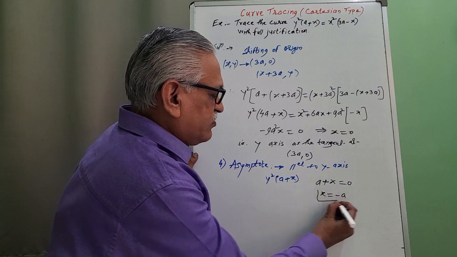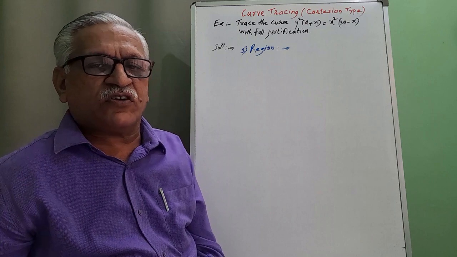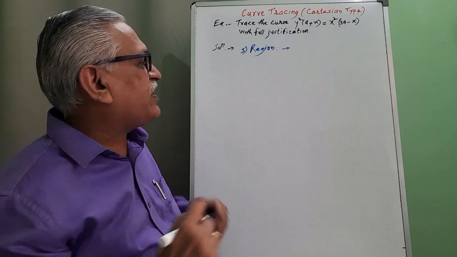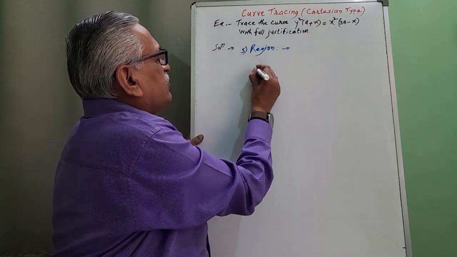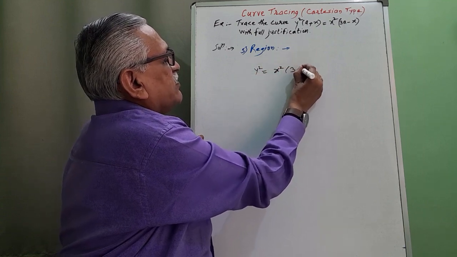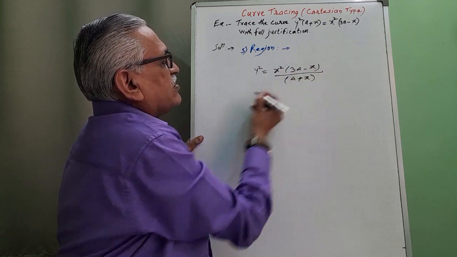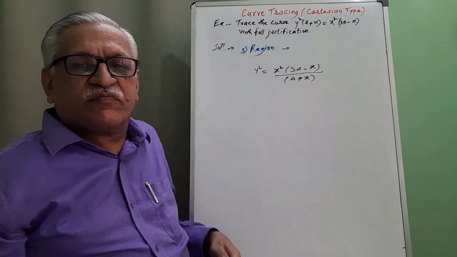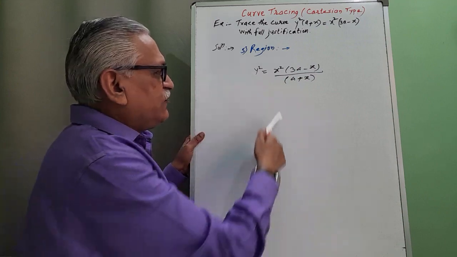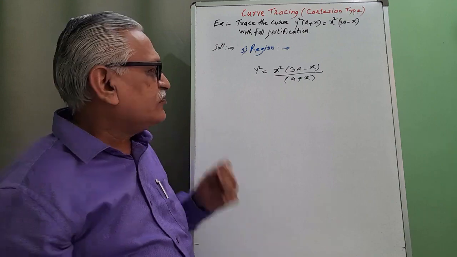Therefore here x is equal to minus a is the asymptote, and now the region where the curve exists or where the curve does not exist. As the curve is symmetrical to x-axis, we have to solve the equation for y, and solving this equation for y, we get y square is equal to x square into 3a minus x, and the whole divided by a plus x. There are 3 terms containing x. Then we have to check for what values of x this term becomes negative, and as the power is even, for any value of x it becomes positive.